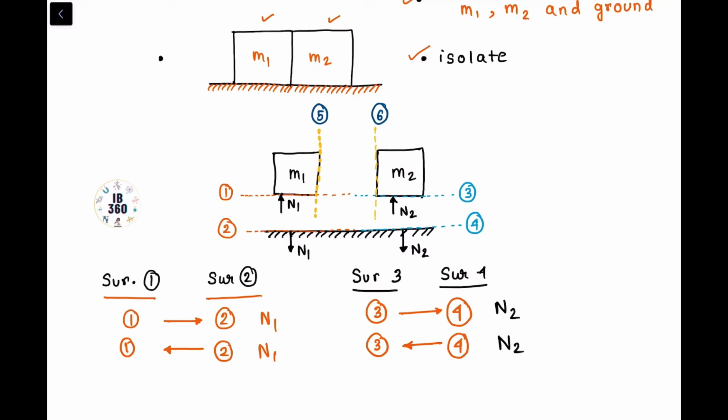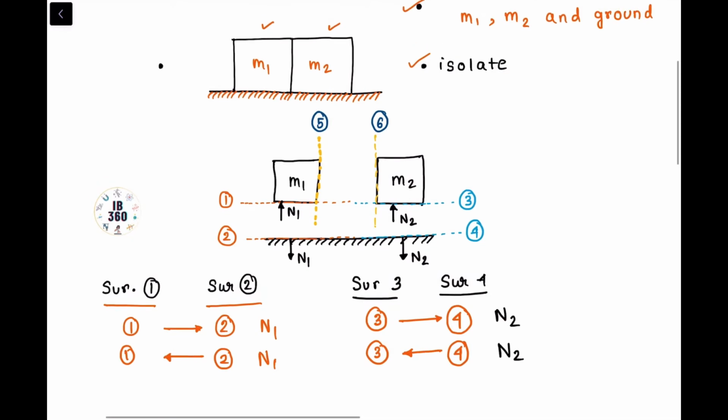Okay, so now again we have seen that surface 5. Let me write this as surface 5 and surface 6 are also in contact, right? So that means surface 5 will exert a force towards surface 6 because they are in contact with each other. Suppose the value of that force be N3.